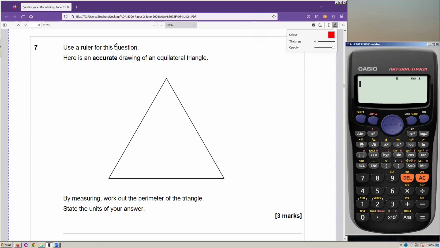Question 7, use a ruler for this question. Here is an accurate drawing of an equilateral triangle. By measuring, work out the perimeter of the triangle. Don't forget the units of your answer. Okay. Measuring on an A4 sheet, one side, 74 millimeters.